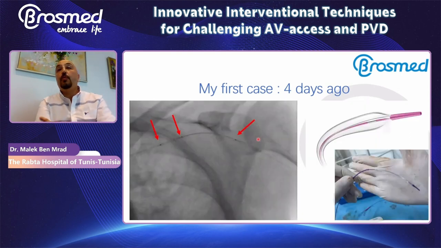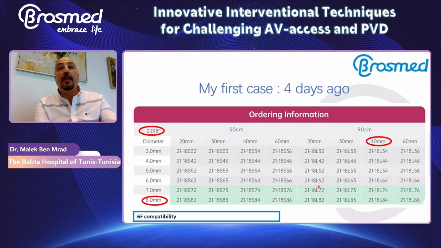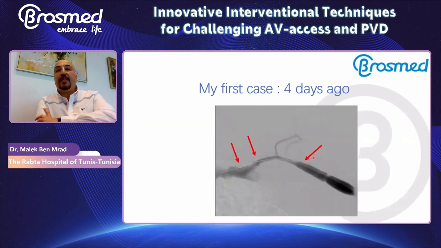This time, we decided to use the Tri-wedge from CrossMed. You see here the three marks of the balloon, and you see here the balloon. This time we decided to use an 8 by 40 millimeter balloon. The rated burst pressure for this diameter is 16. This balloon can pass over a 0.018 guide wire and comes with a 6 French compatibility. Here we have placed the balloon next to the stenosis.